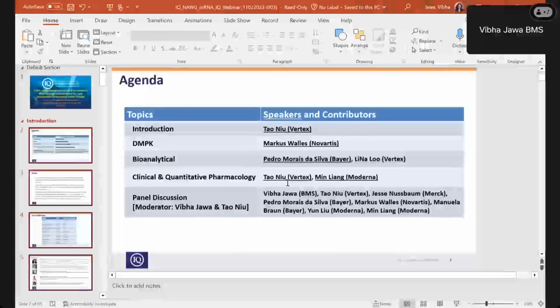I would like to quickly go over some of the key concepts that we have covered in this nucleic acid working group. If you joined us yesterday, we covered the siRNA and antisense oligo-based modalities, and we looked at both the translational ADME, DMPK biodistribution, as well as bioanalytical and immunogenicity components, and provided good best practice recommendations, as well as the gaps.